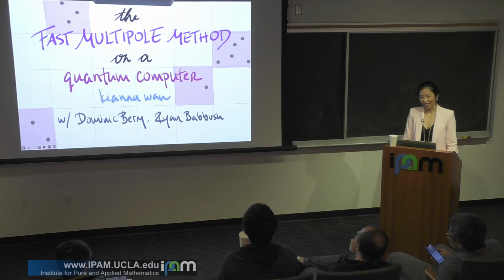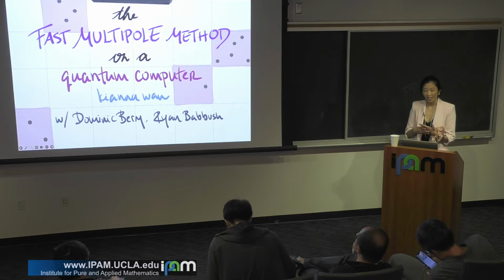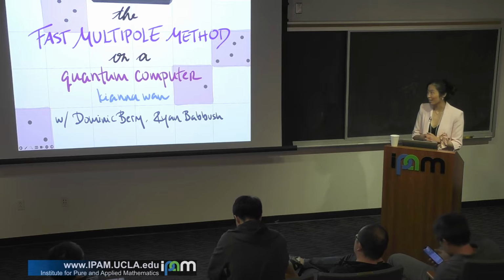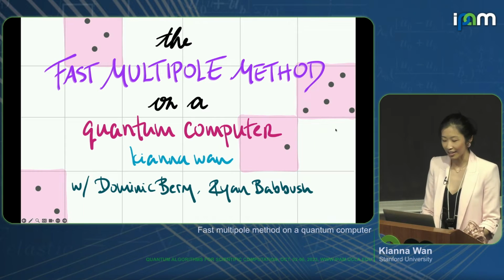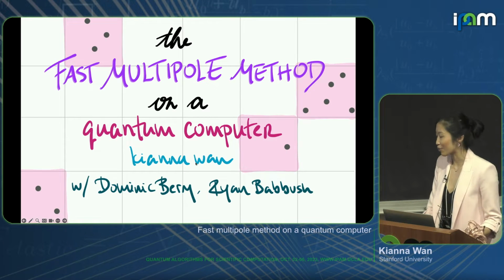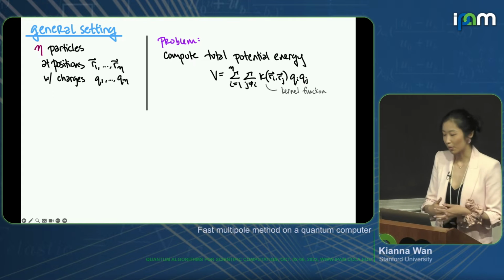So, right, like Peter said, today I'll be talking about implementing the fast multipole method on a quantum computer. And this is actually ongoing work that I think has involved discussions with several different people at Quantum AI's algorithms team. But at least what I'm going to talk about today is in collaboration with Dominic Berry and Ryan Babush. Okay, so what is the fast multipole method?